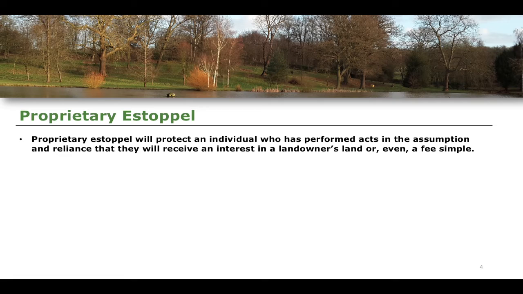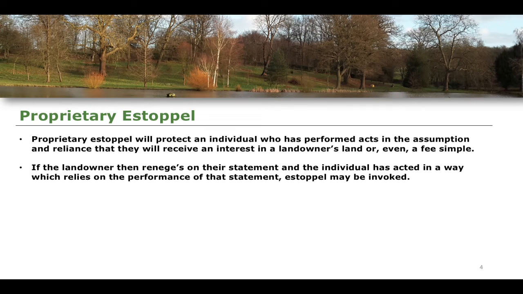The main difference is not the nature of the relationship or the nature of the acts that have taken place, but the kind of things that are involved in proprietary estoppel versus promissory estoppel. Proprietary estoppel concerns, obviously, interests in land and, in some circumstances, the acquisition of a fee simple. If the landowner reneges on their statement and the individual has acted in a way which relies on the performance of that statement, then estoppel may be invoked.